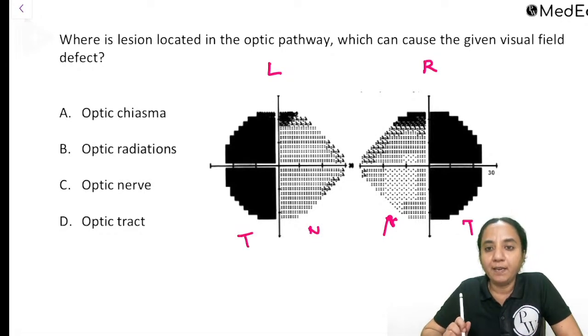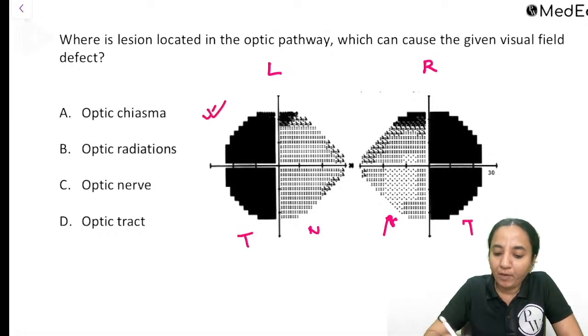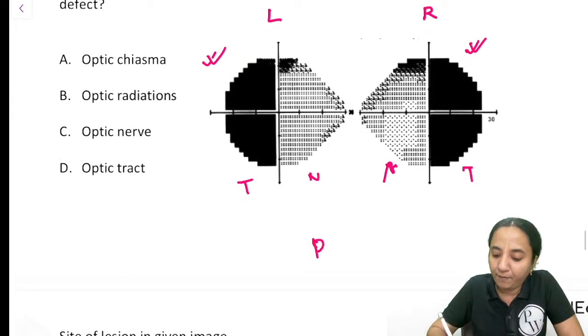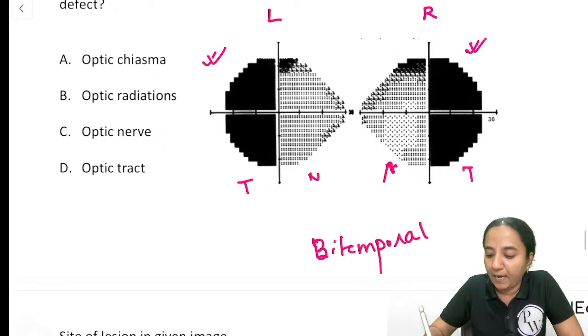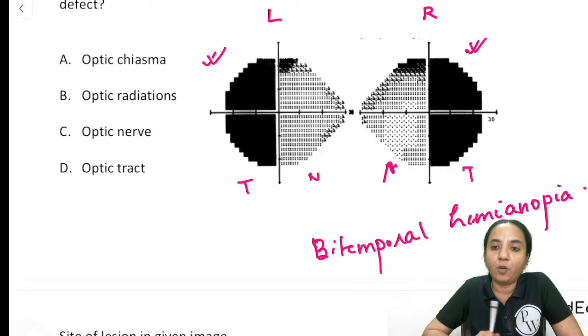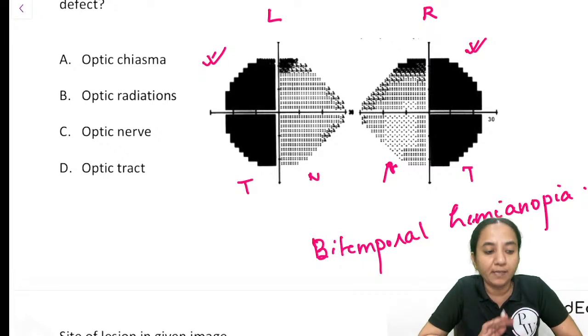So what do we see here? See, the temporal fields of both the eyes have been blackened out. So what is this defect? This defect is called bitemporal hemianopia. So this defect is bitemporal hemianopia. And what is the other name for bitemporal hemianopia? It's also called heteronymous hemianopia.